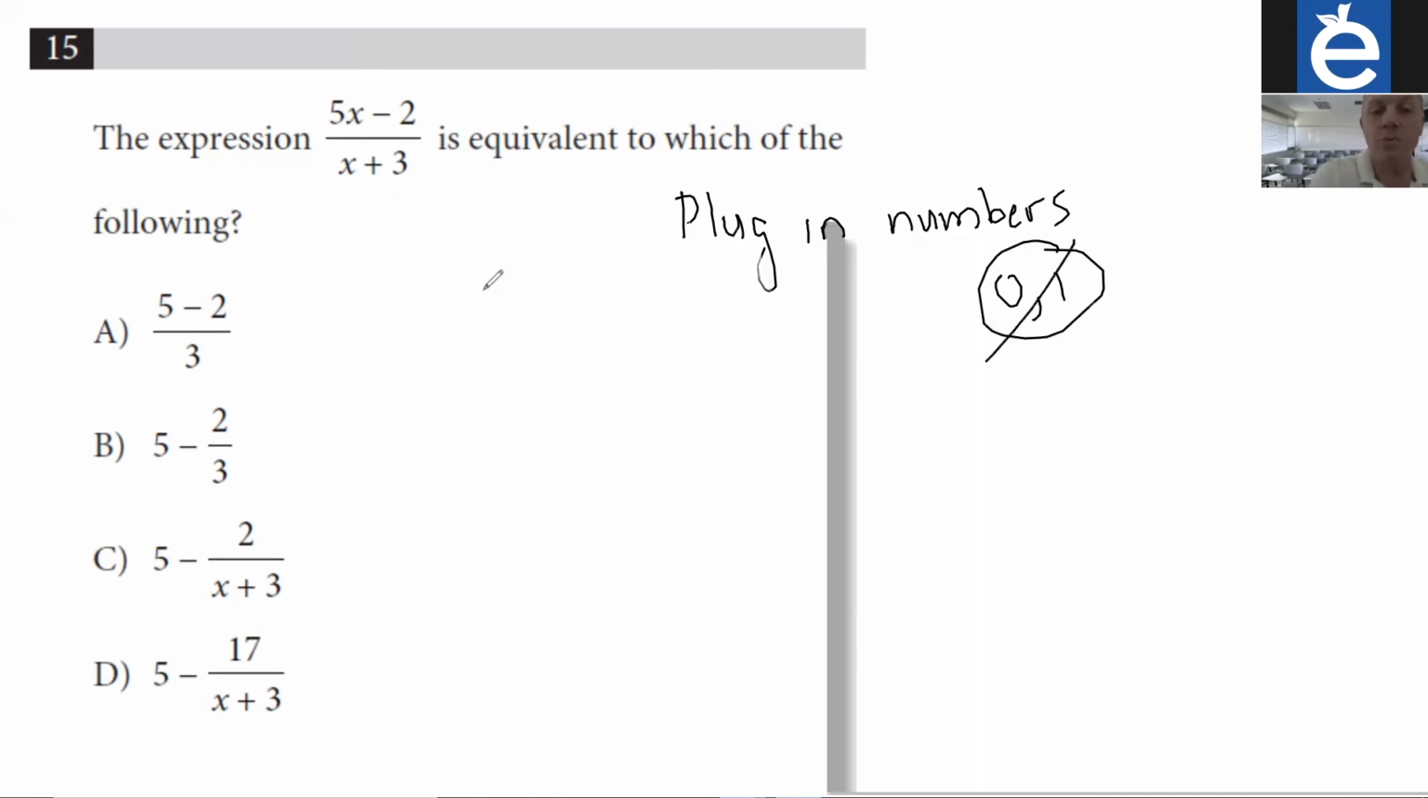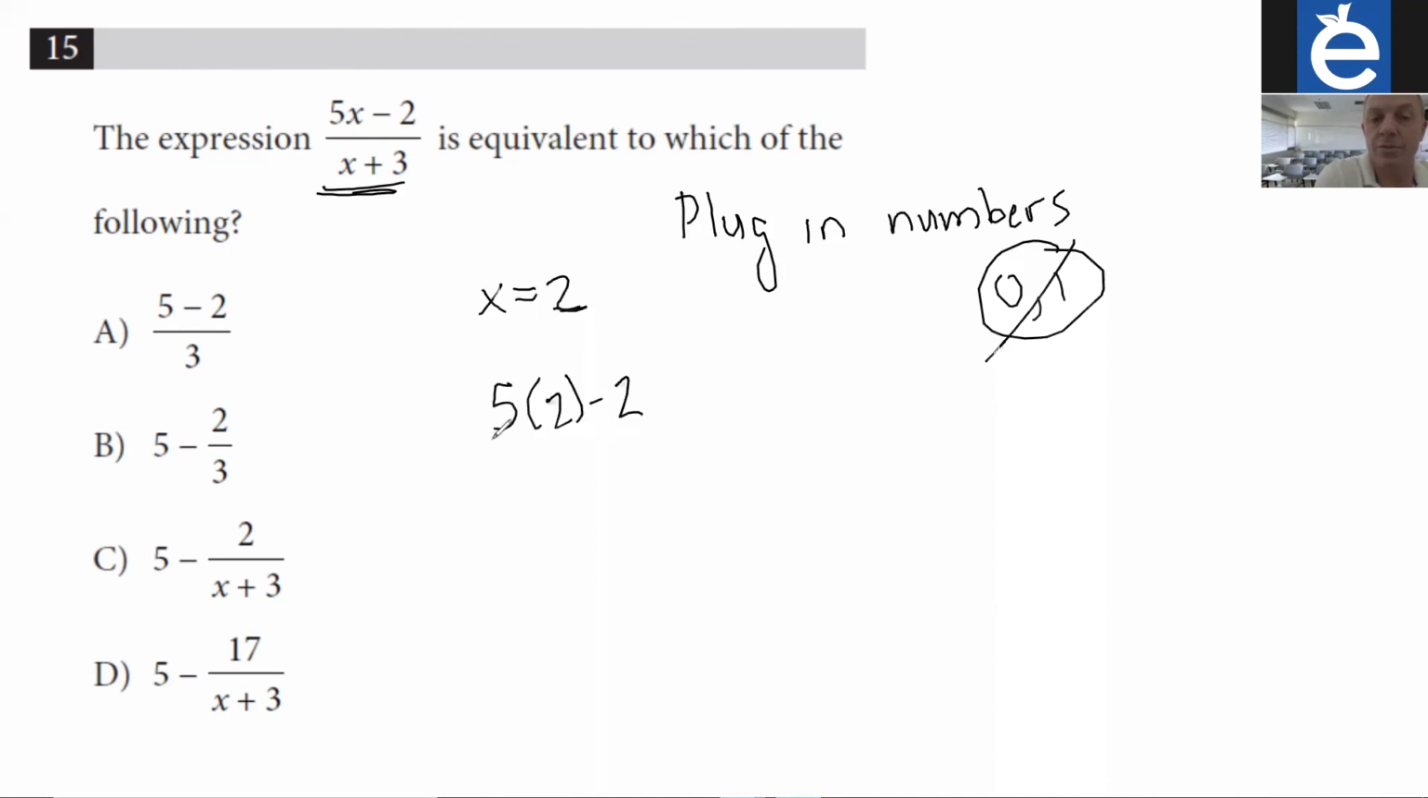So how about x equals 2? Numbers like x equals 2, 3, 4, 10, 100. 100 is good for percents, but I might maybe teach you that another time. X is 2. Plug in x equals 2 into our expression. So 5 times 2 minus 2 over 2 plus 3. Simplify. 10 minus 2 is 8 over 5. Box that answer in, please.